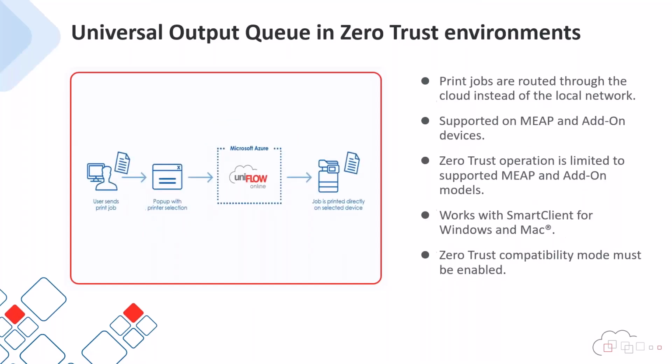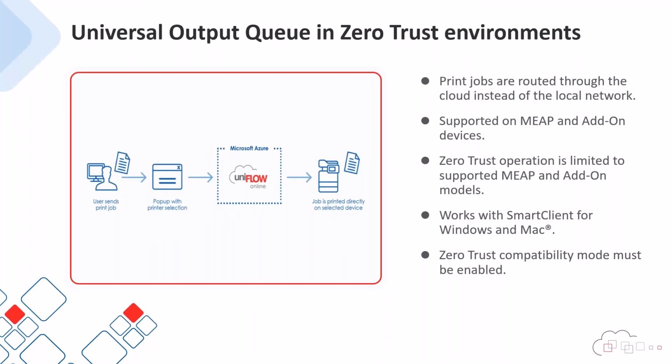To support this environment, universal output queue changes how it routes print jobs. Instead of using the local network where everything's connected, the smart client sends the print job to the cloud, uniFLOW Online, and supported MEEP or add-on devices simply retrieve it directly. This avoids workstation to printer communication and keeps the workflow aligned with the zero trust requirements and principles. So a nice big tick in the box there.